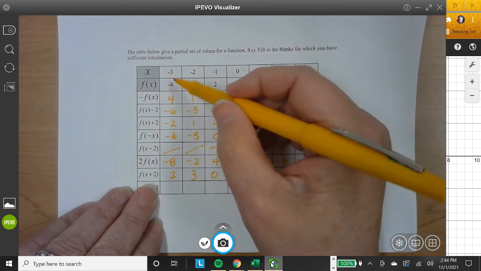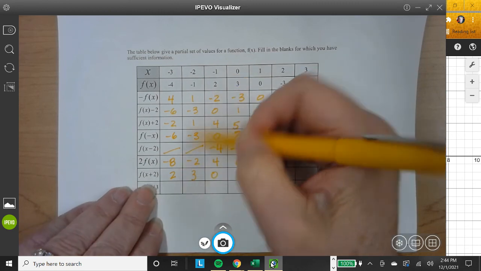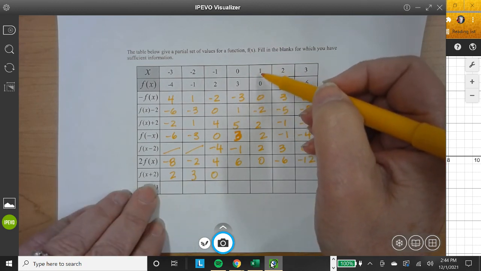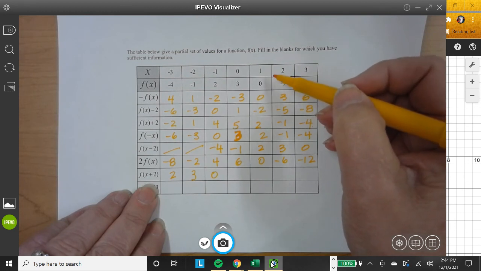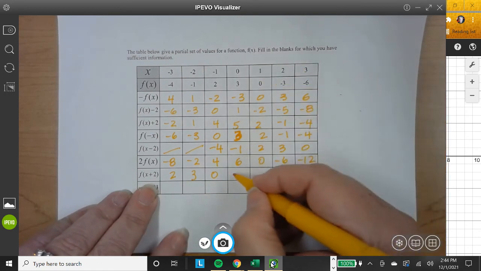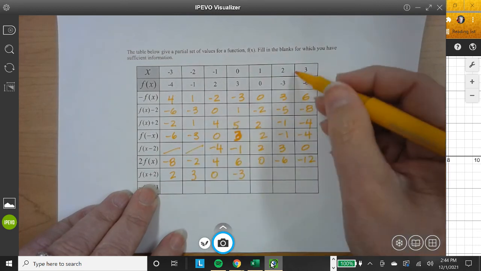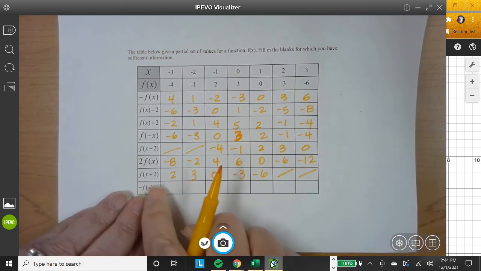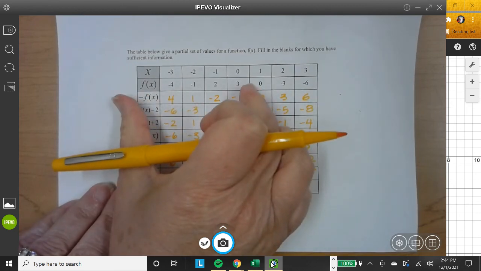Wait, did I do that right? Let's try again. f of negative 3 plus 2 is f of negative 1, which is 2. f of negative 2 plus 2 is f of 0, which is 3. Yes, okay. f of negative 1 plus 2 is f of 1, which is 0. And then f of 0 plus 2, I'm sorry, is f of 2, which is negative 3. I'm sorry, I got lost. f of 1 plus 2 is f of 3, which is negative 6. And we shifted the graph to the left. Now, we took these values and we shifted them to the left by 2.